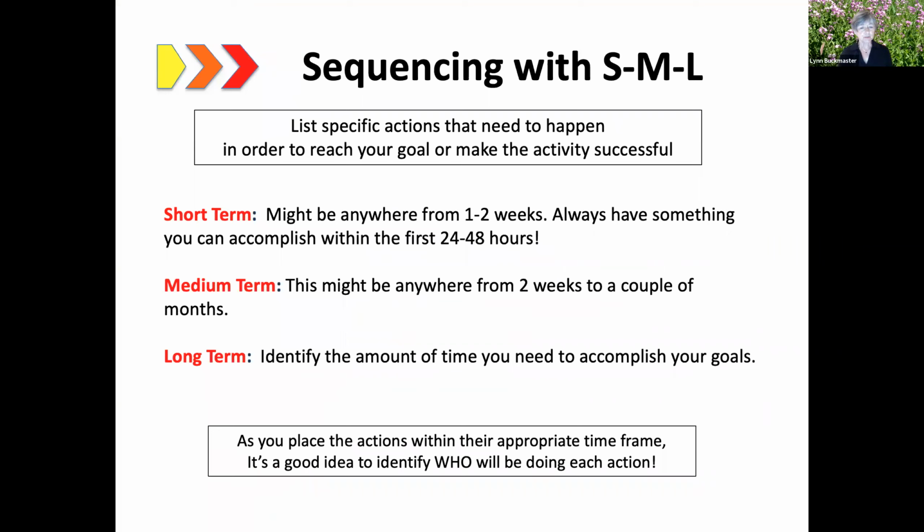So short term might be anywhere from 1 to 2 weeks. It's always good to have something that you can accomplish within the first 24 to 48 hours. Medium term, this might be anywhere from 2 weeks to a couple of months. And long term, identify the amount of time you need to accomplish all of your goals.